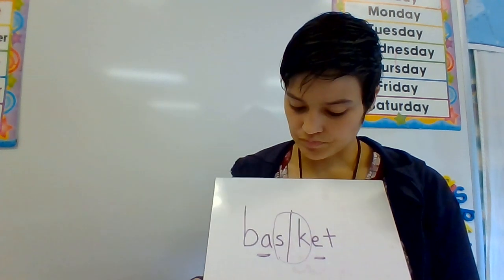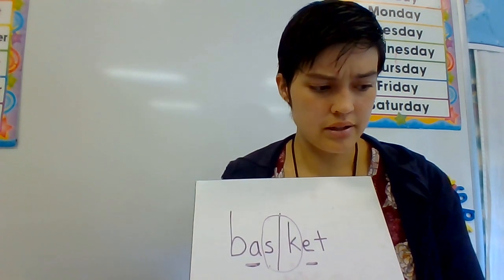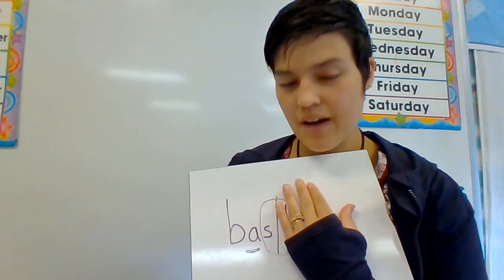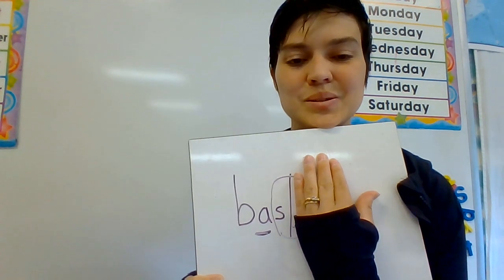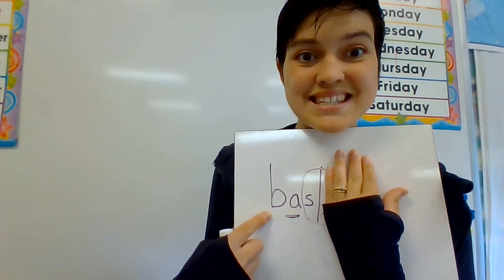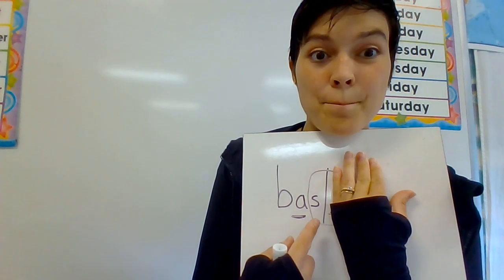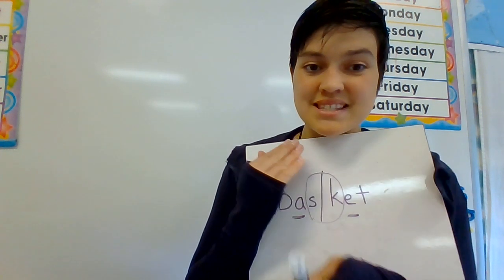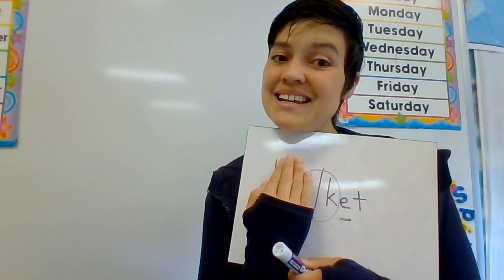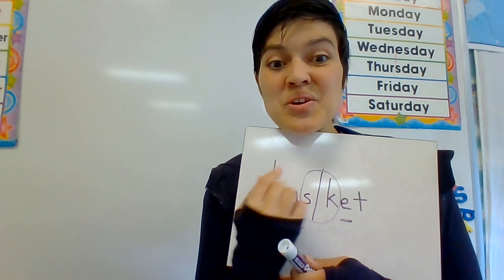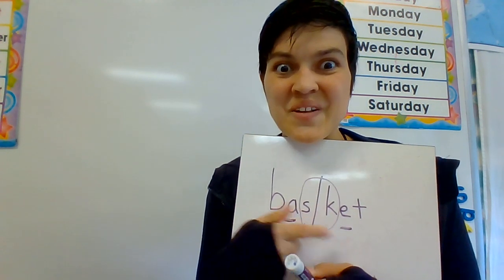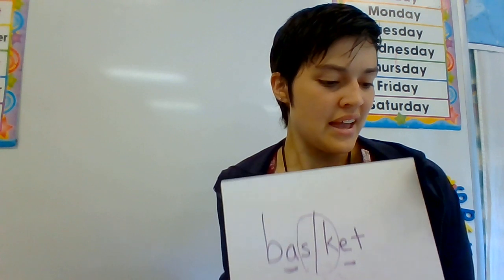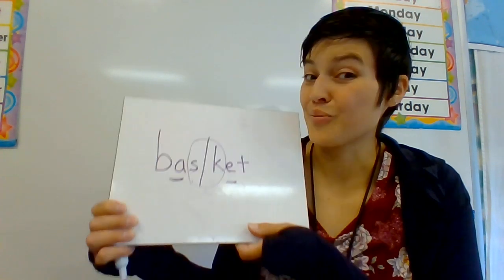Okay, so let's look here. I'm going to cover the second syllable. Read the first part. What does it say? Bas. And what does the second syllable say? Ket. Basket. Very good. Now we are going to work with some other words in the same way. Are you ready? Okay.